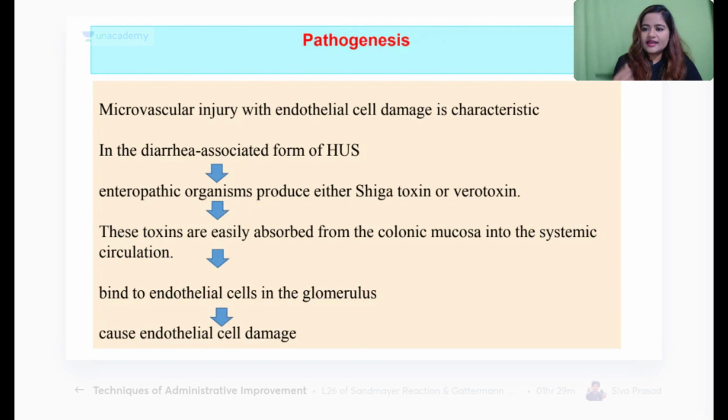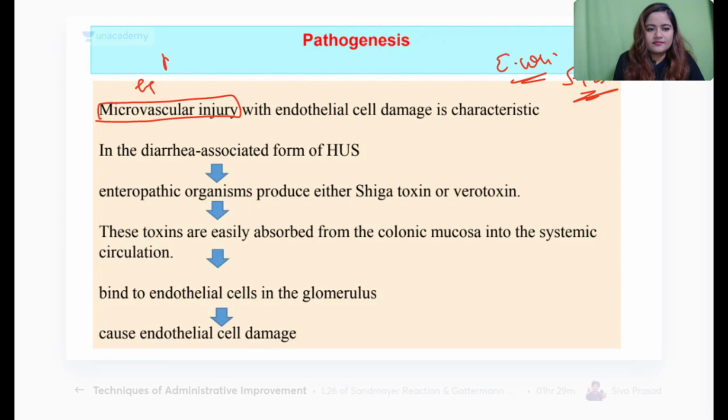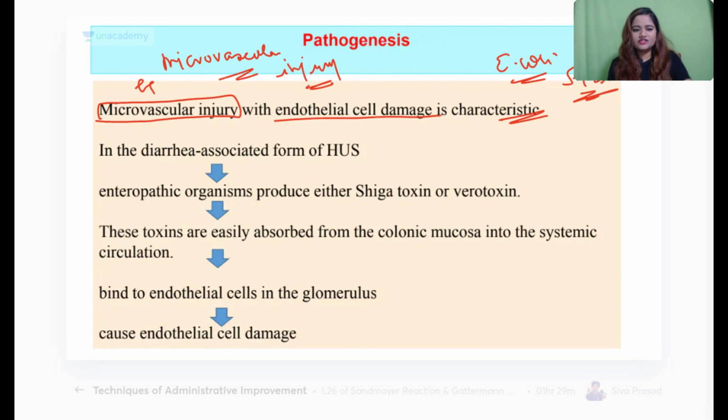So whenever we have any kind of toxin that is released, अगर हम E. coli की बात करें, so STEC strain में जो Shiga like toxin release हो रहा है, they basically cause the microvascular injury. This term is very very important. It is a microvascular injury. ठीक है? It is a microvascular injury which occurs in the endothelial cell, which is the characteristic thing that happens in HUS.